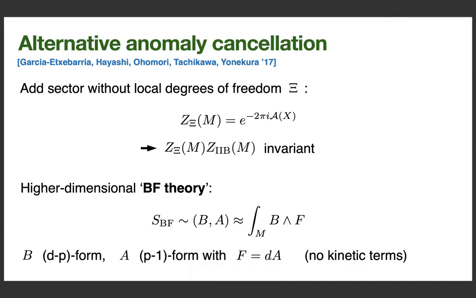So what do we want? We want the phase in our partition function to vanish, but we do not, of course, want to do that by including new local degrees of freedom. But we're okay with adding a topological sector to our theory, something that doesn't change the local degrees of freedom. Then we can add a theory, let's call it Xi, that has an anomaly field theory that is precisely the one of type 2b with a minus sign.